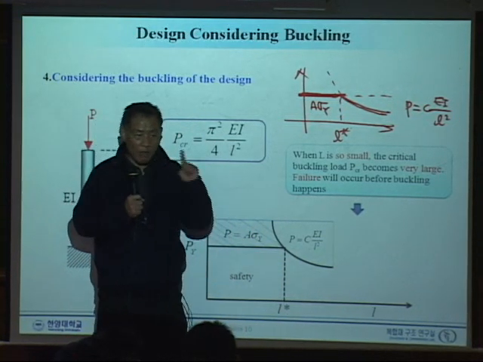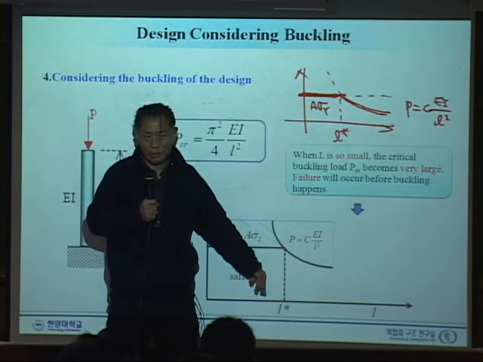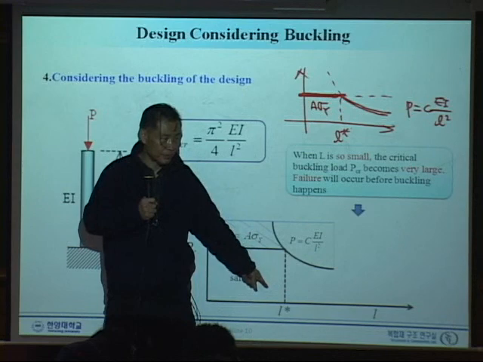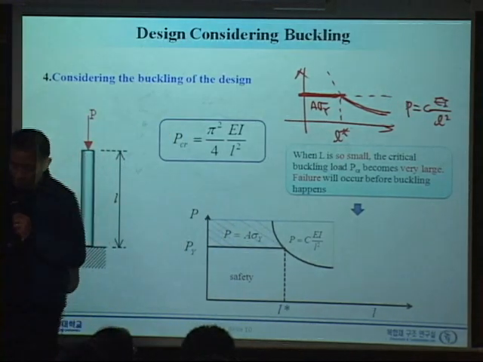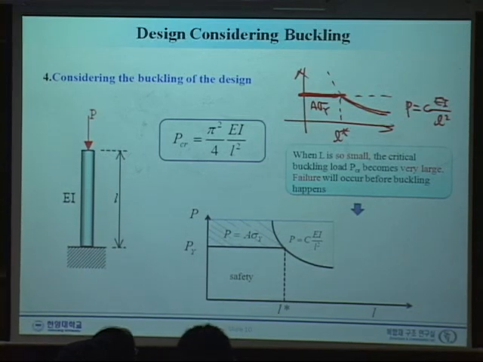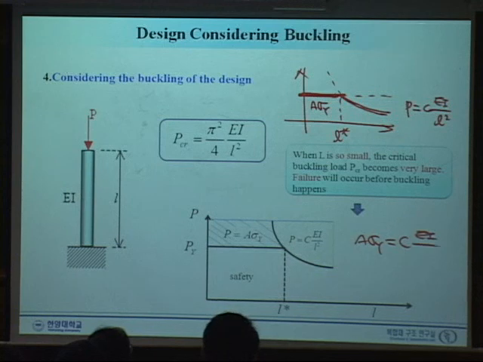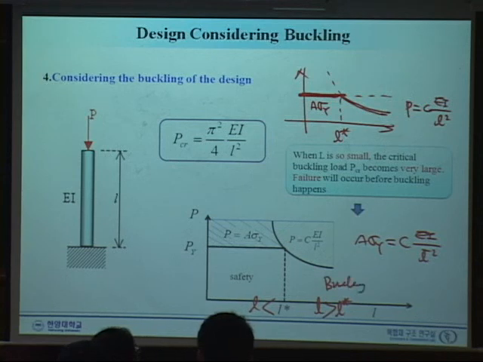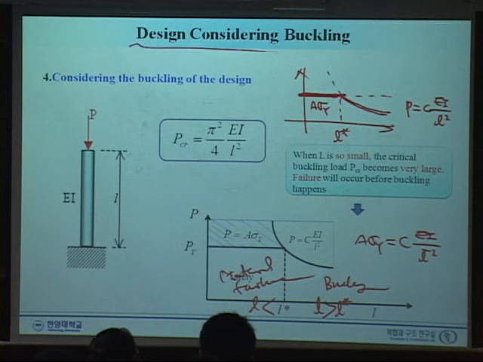Right? So I'm telling you how to calculate L star. Keep that in mind, how to calculate L star. Well, as you can see here, simply A sigma yield equals C EI over L square. And from here, you can calculate L star. Again, if the length is less than or larger than that, then here is the buckling, and here is the material failure. Okay, so this is what you need to consider when you design a column.